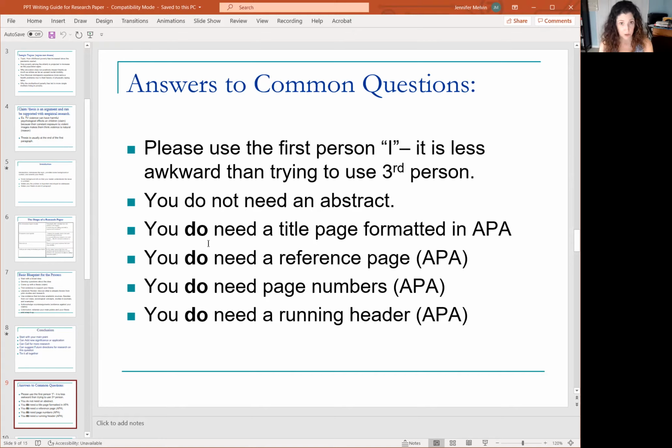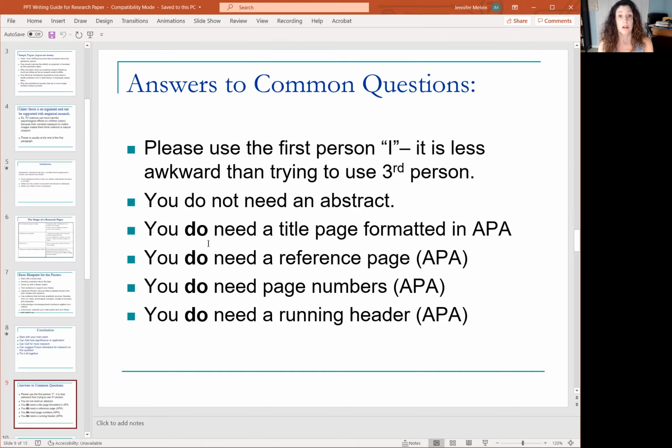You don't need an abstract because your paper's not going to be long enough to need one. You do need a title page. You do need a reference page that's properly APA formatted, just like your title page. You need page numbers and you need a running header. So in other words, this should be APA formatted. You also need in-text citations for everything you put on your reference page. I expect to see a lot of in-text citations in this paper because of the literature review.